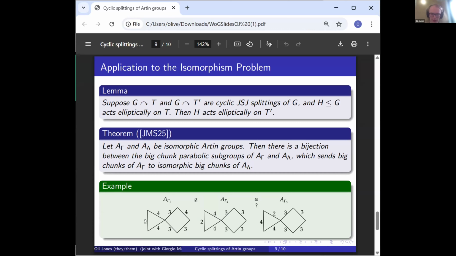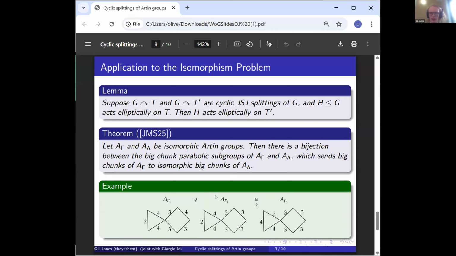But that result is for large type Artin groups, which means no twos, so it doesn't extend to the whole, it doesn't allow us to distinguish these two Artin groups. But now, by the theorem here, we know that the big chunks don't match up isomorphically to each other on the left and the right, which means that these two Artin groups can't be isomorphic, which is good because they don't differ by one of these twist moves. So we didn't think they were isomorphic.